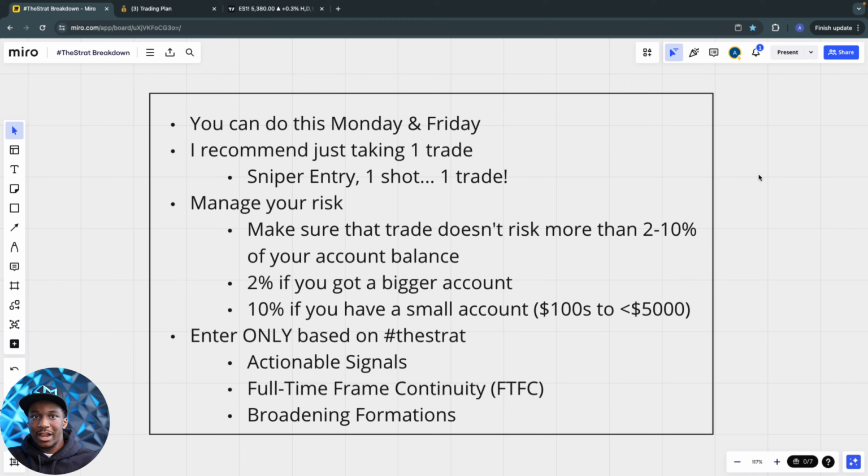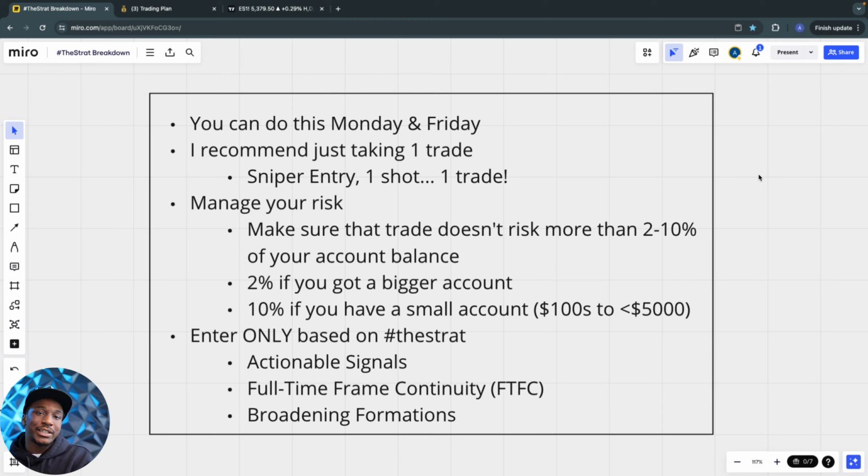If you have a bigger account, let's say that's relatively big, but if you have a $10,000 account, $100,000 account, don't risk more than 2% of your account. But if you have a small account, like you might have $500 or maybe $1,000 or something like that, right? You can risk 10% of your account. I don't mind that, but that's up to you.